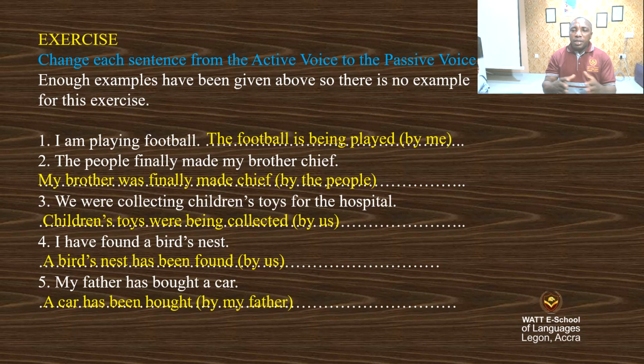When Kofi is beating the boy, Kofi is doing the action. But when you come to the passive voice, Kofi is no longer doing the action, but the boy is receiving the action. So it will be, the boy is being beaten by Kofi. And another thing you should note also is that the "by Kofi" can be left out. So the boy is being beaten. Simple.